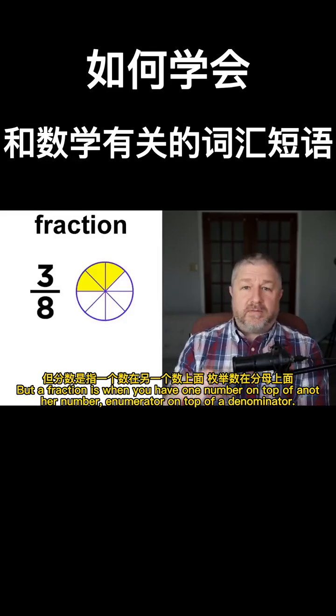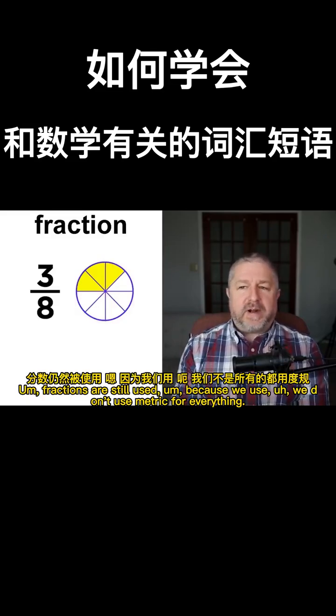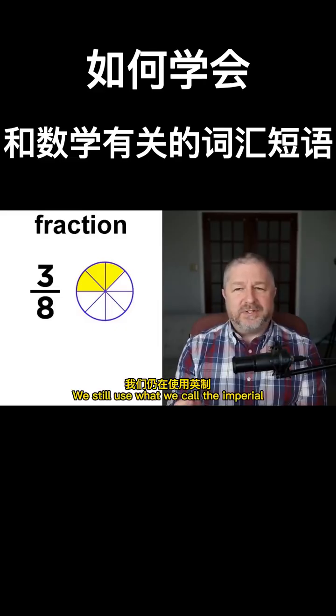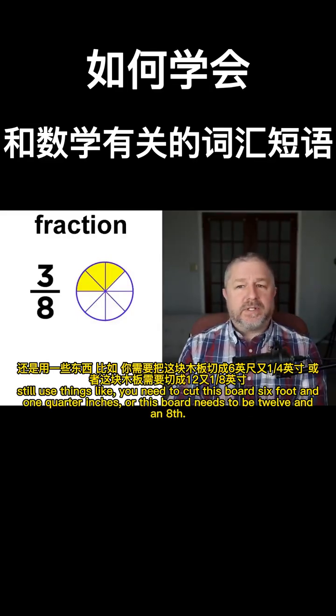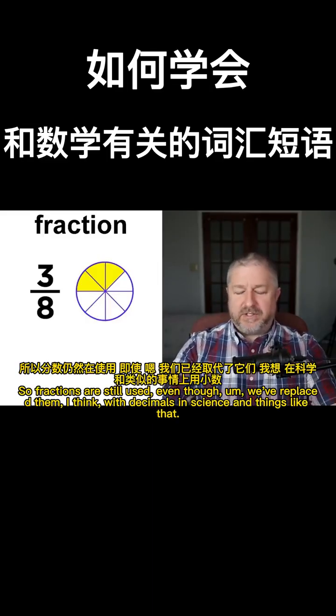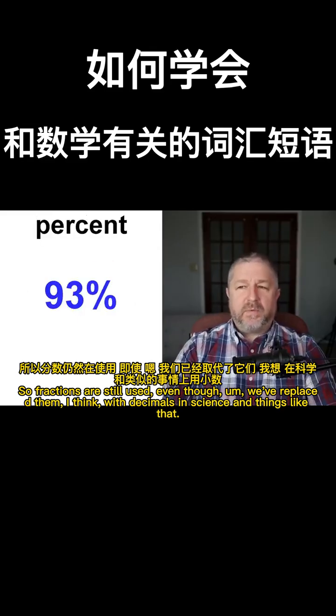But a fraction is when you have one number on top of another number, a numerator on top of a denominator. Fractions are still used because we don't use metric for everything. We still use what we call the imperial system. So we measure things in Canada in feet and inches because of our American neighbors. So we still use things like, you need to cut this board 6 foot and 1/4 inches, or this board needs to be 12 1/8. So fractions are still used, even though we've replaced them, I think, with decimals in science and things like that.